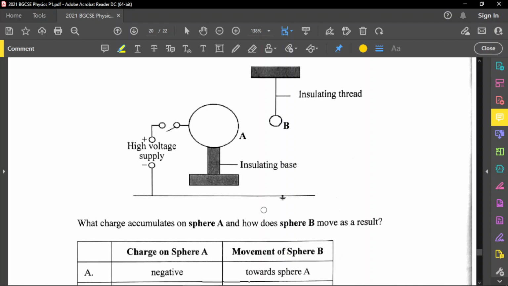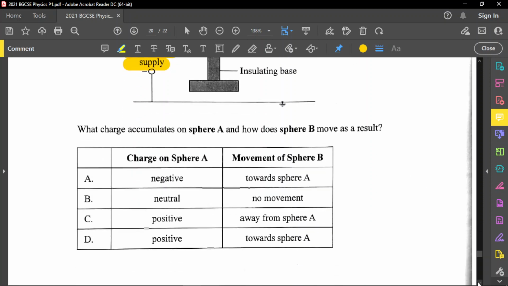And so again, because of the high voltage, something you need to note as well is that the overall charge in the sphere will be 0. So when there's a high voltage connected to a sphere, the total charge inside of the sphere is actually 0. All right, and so therefore, if the charge inside of a sphere is 0 because of the high voltage, then it's going to remain neutral.